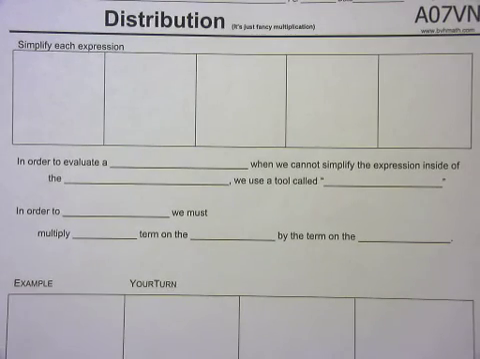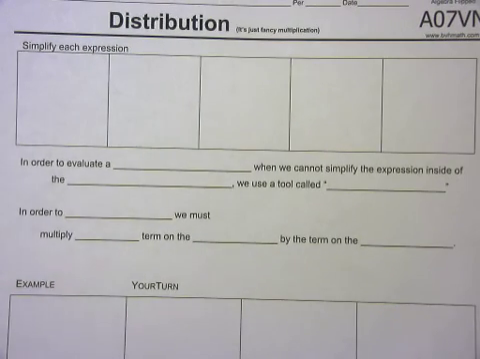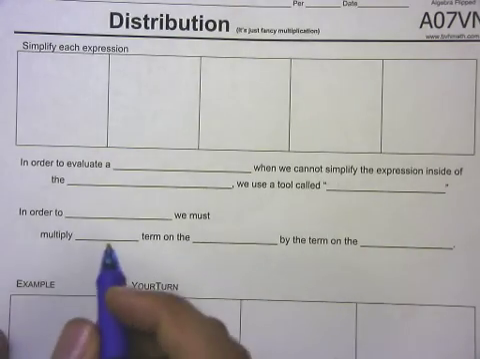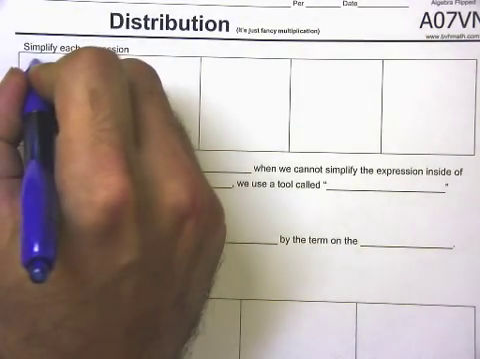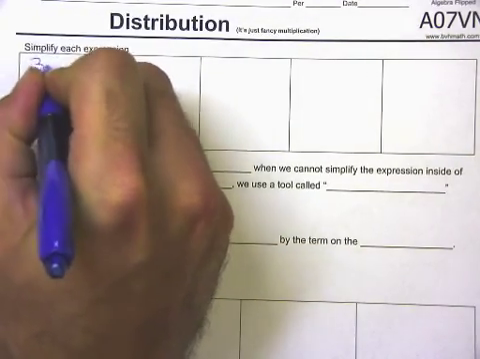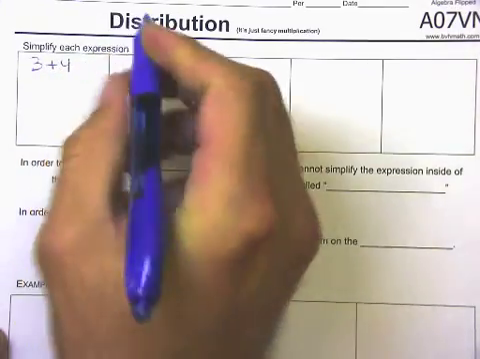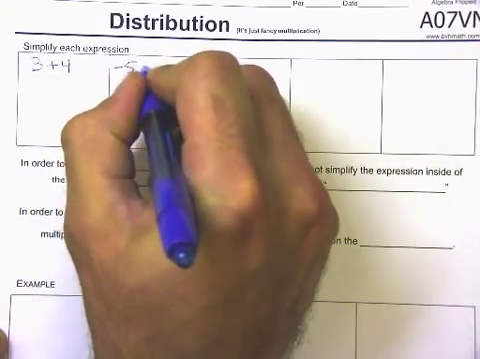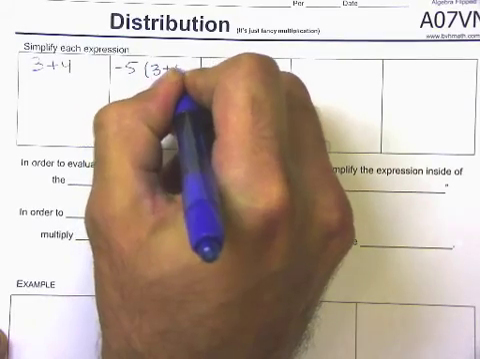All right, to start tonight's notes, I'd like you to try to simplify 5 expressions for me as much as you can. First, we've got 3 plus 4. Then we've got negative 5 times 3 plus 4.